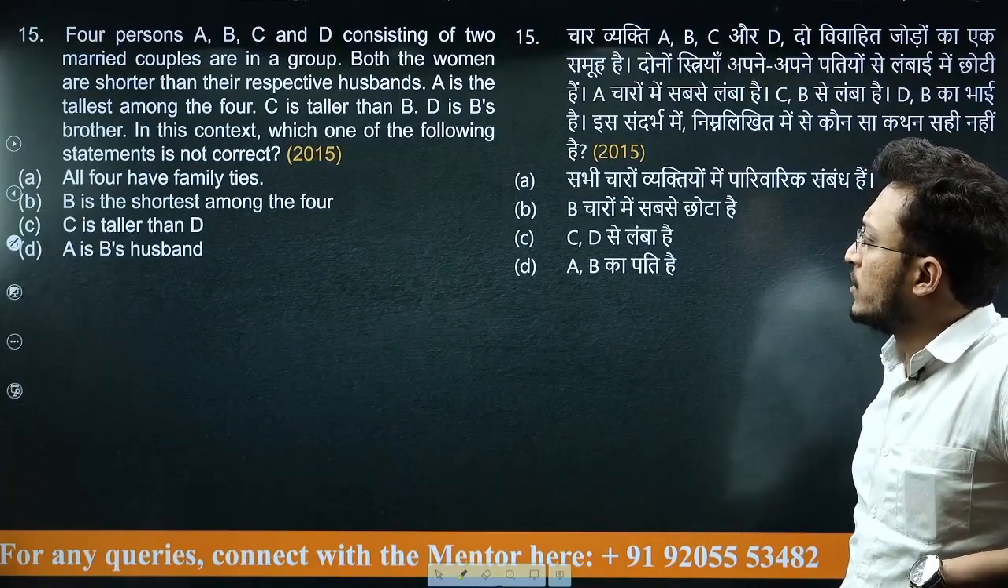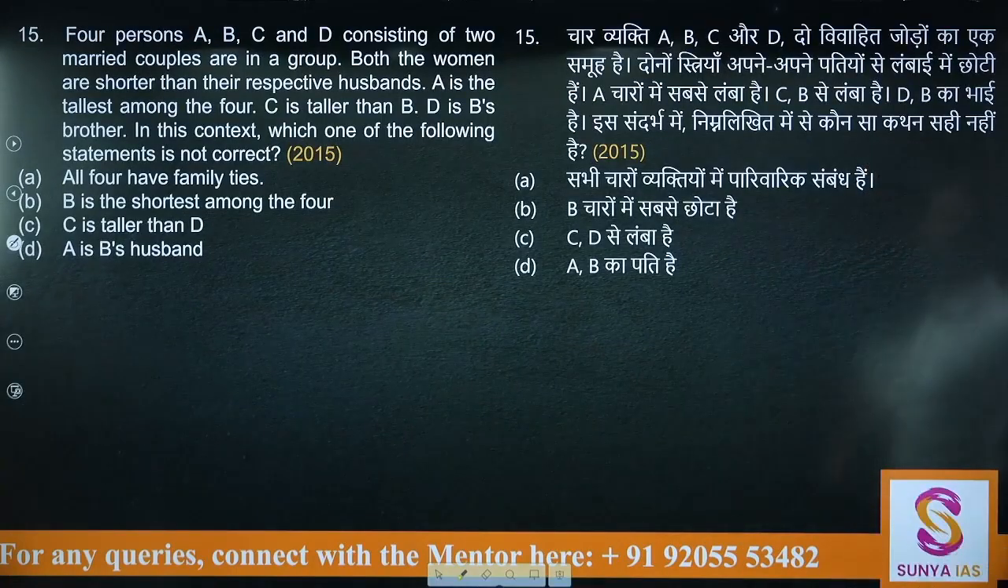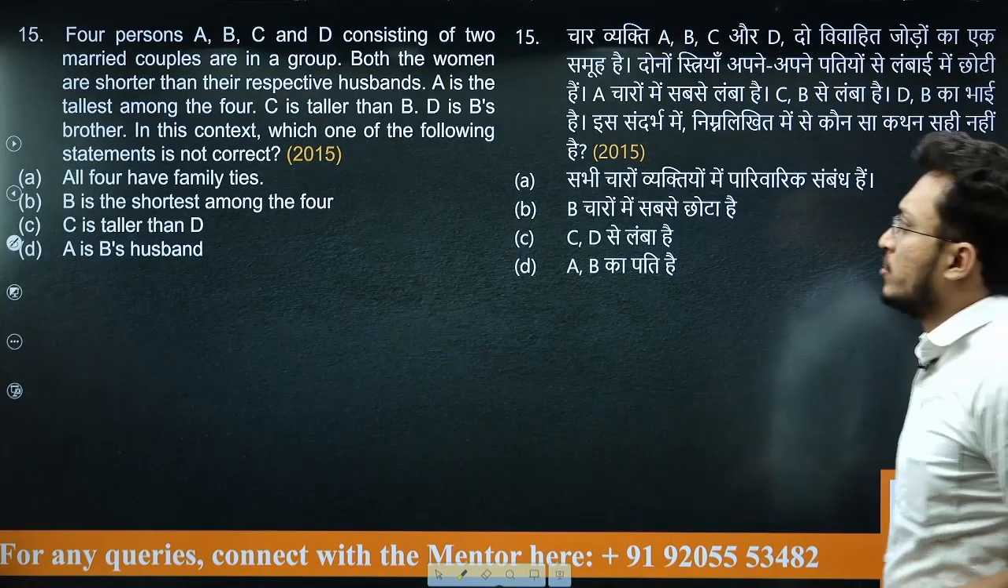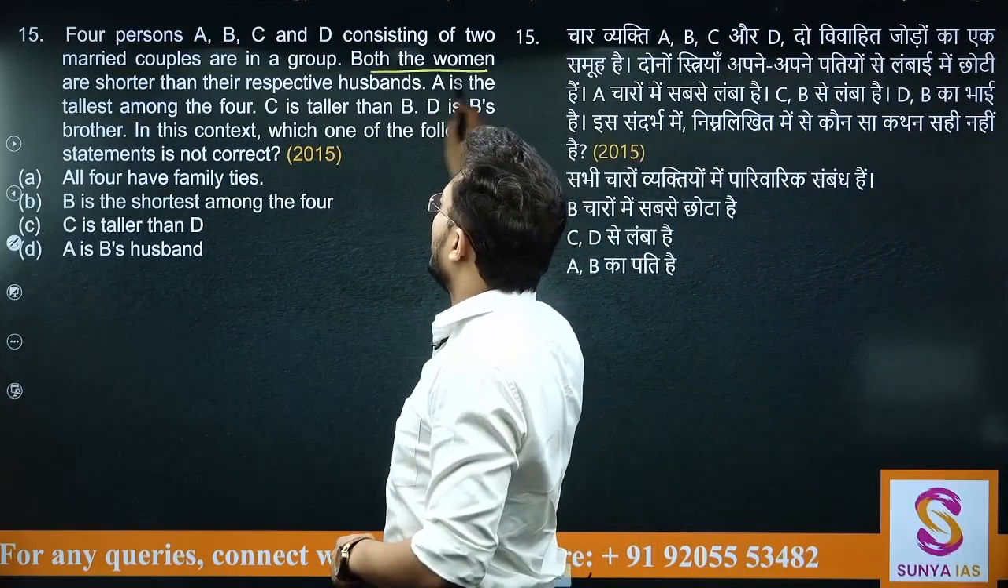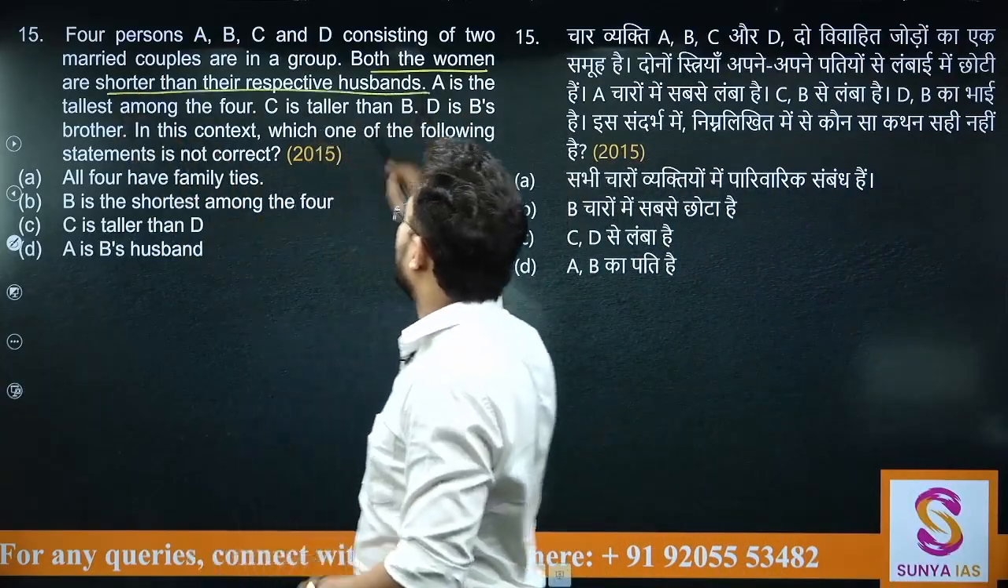चलिए, let's see the next one. Now it says 4 persons A, B, C, D consisting of 2 married couples in the region. So there are 4 persons and 2 married couples in the group. Both the women are shorter than their respective husbands. So it is given that both the women are shorter than their respective husbands.